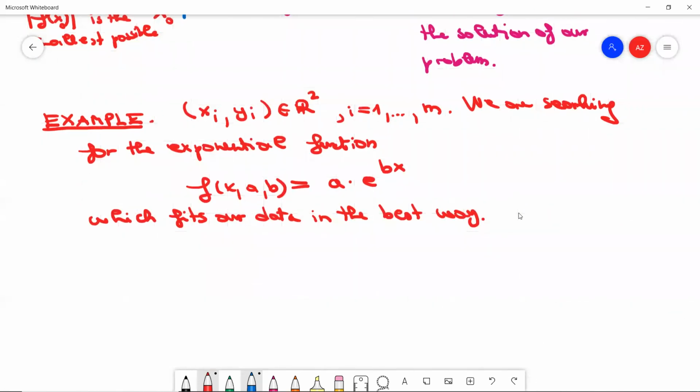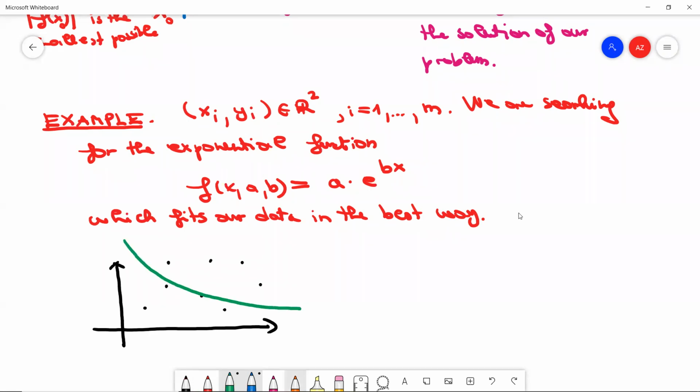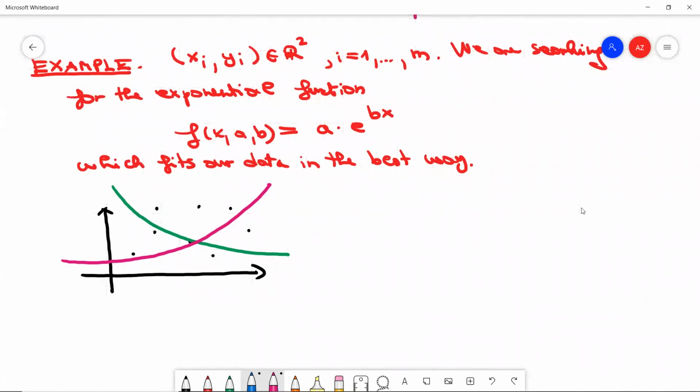So let me draw a picture. So we have here some data, and we are searching for exponential function. It could be either like that, or it could be either like that. So we are searching for this exponential function that fits our data in the best way by means of least squares method. And we can use Gauss-Newton method.